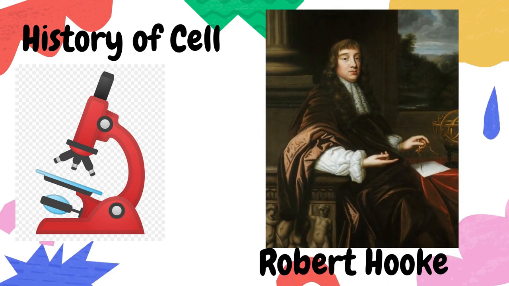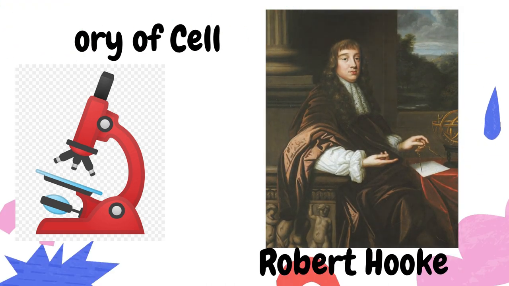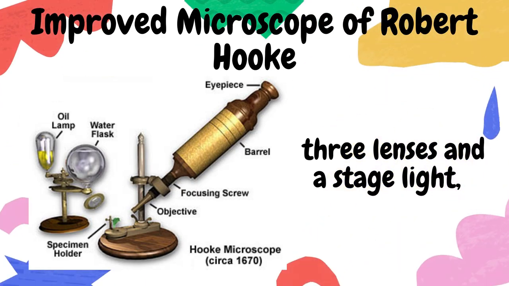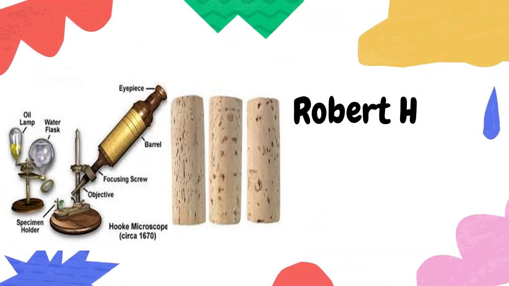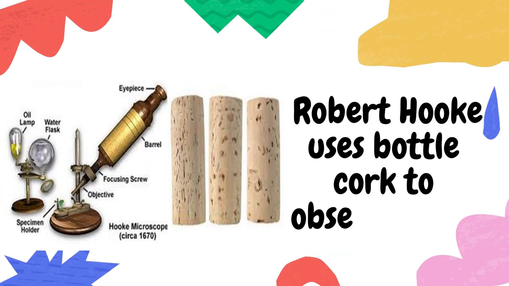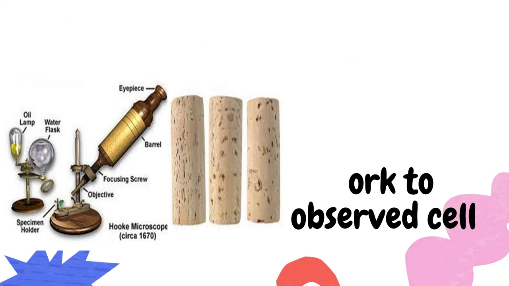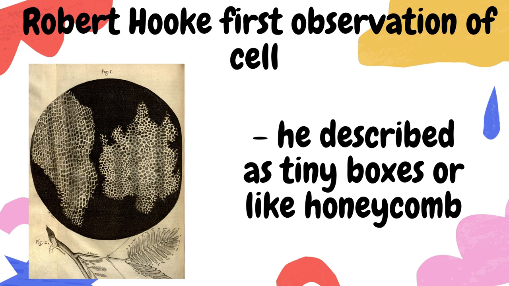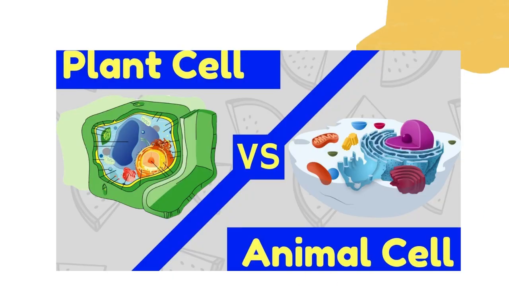Let's talk first about its history. Robert Hooke is the first person to observe cells using his improvised microscope with three lenses and a staged light. He used bottle cork as the specimen to observe the first actual image of cells. Robert Hooke first described the cell as tiny boxes or like a honeycomb. His idea about cells is the foundation of the knowledge we have about cells today.